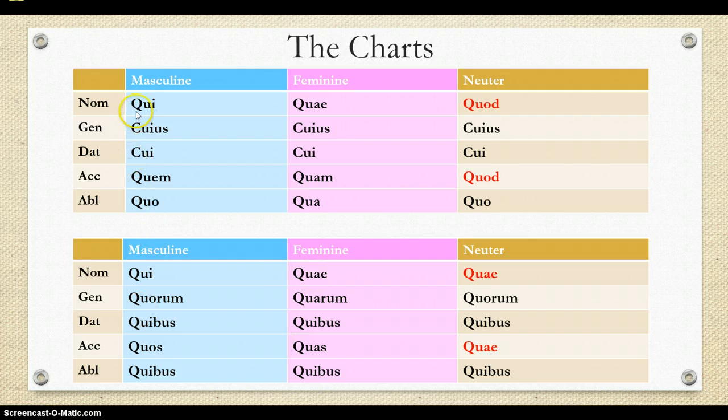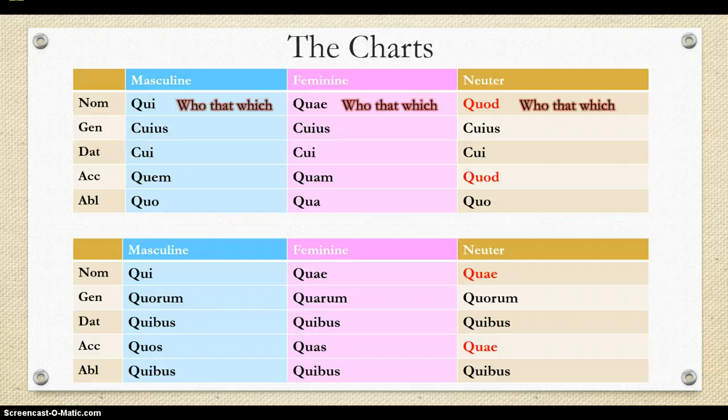When you say these charts and memorize them, you're going to say them across. So you will say qui, quae, quod, cuius, cuius, cuius, cui, cui, cui, quem, quam, quod, quo, qua, quo. Qui, quae, quae, quorum, quarum, quorum, quibus, quibus, quibus, quos, quas, quae, quibus. We're just going to say that over and over again in class because you have to be able to say it quickly. Note that cuius and cui are very different from things you have seen, and that the Q changes to a C.